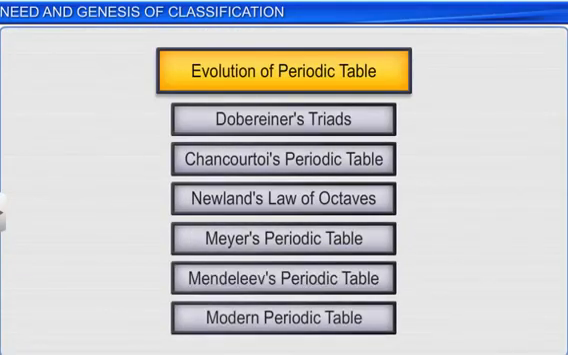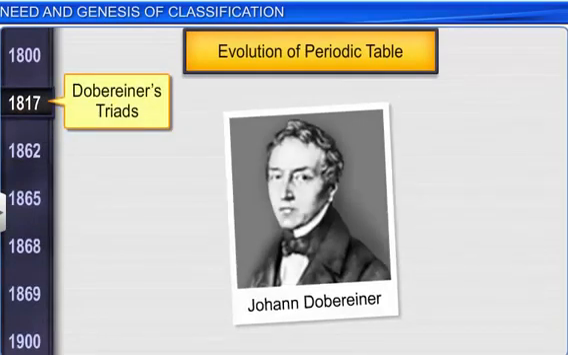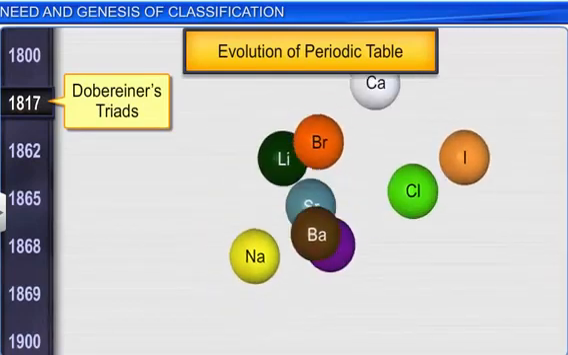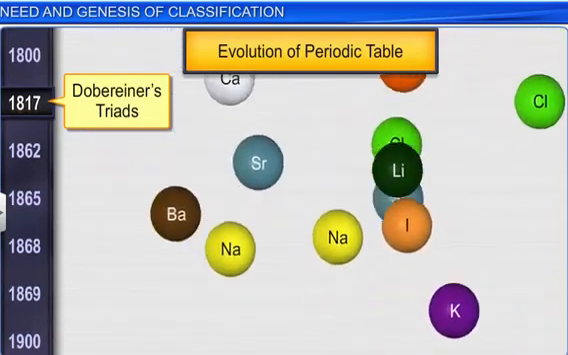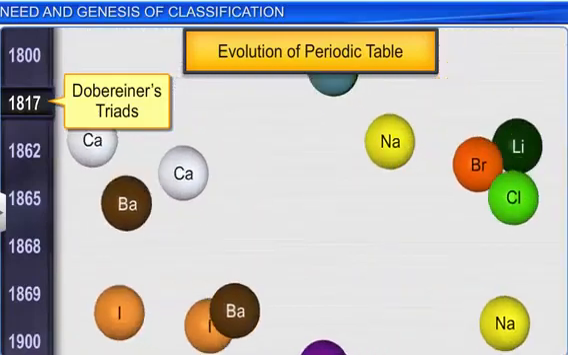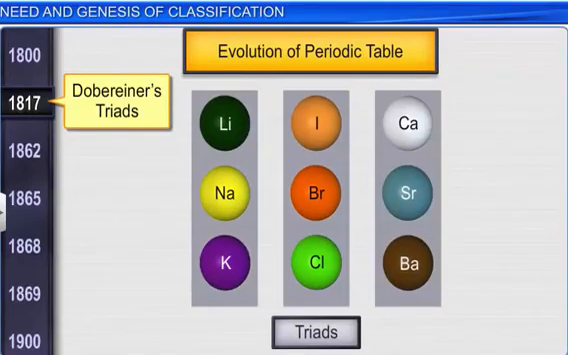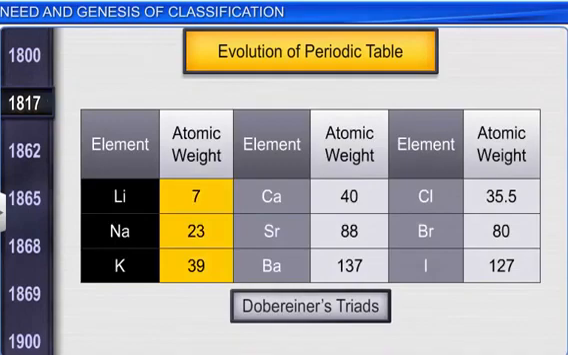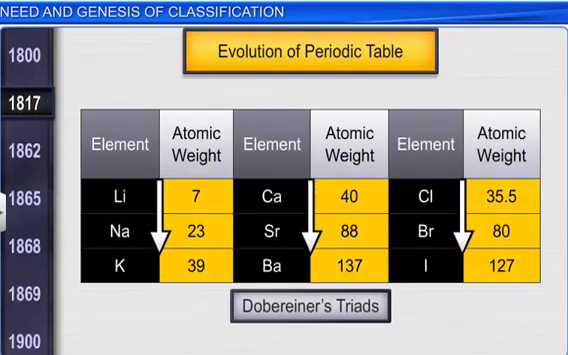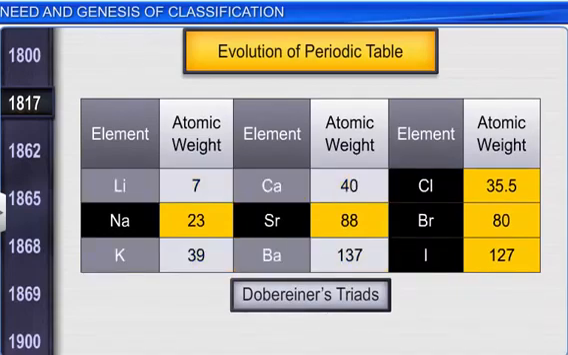For example, in 1817, German scientist Johann Dobereiner noticed similarities in the physical and chemical properties of elements and observed that these elements formed groups of three. He called these groups triads. He found that the elements in each triad, when arranged in the increasing order of their weights, demonstrate that the atomic weight of the middle element is the average of the other two elements. This he called the law of triads.